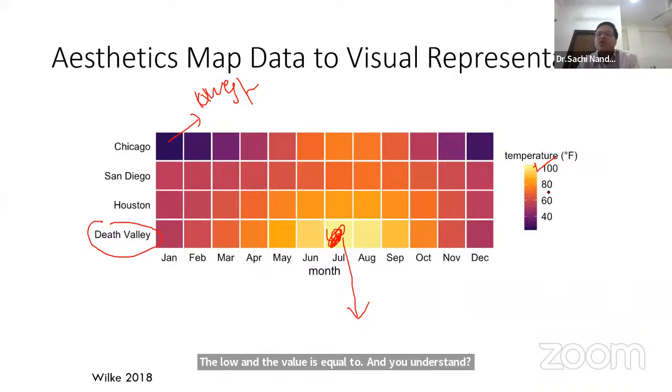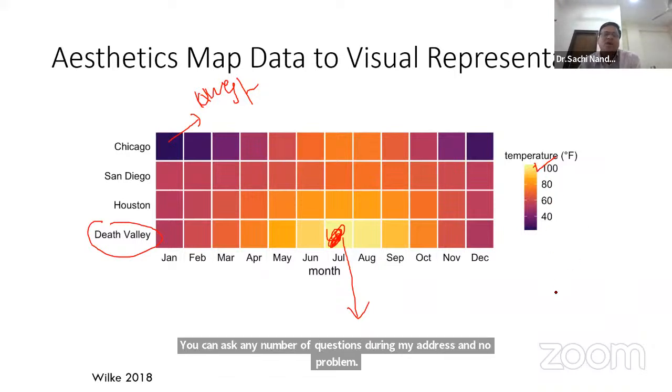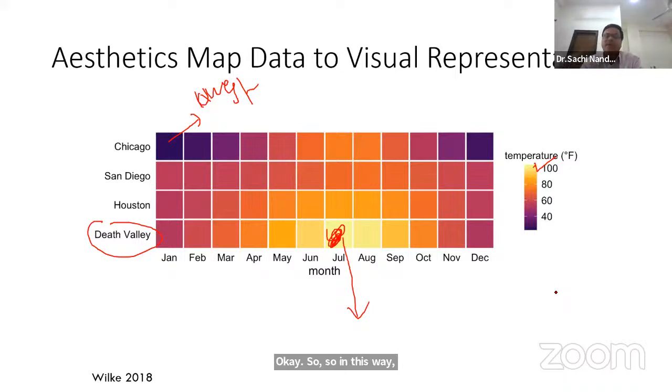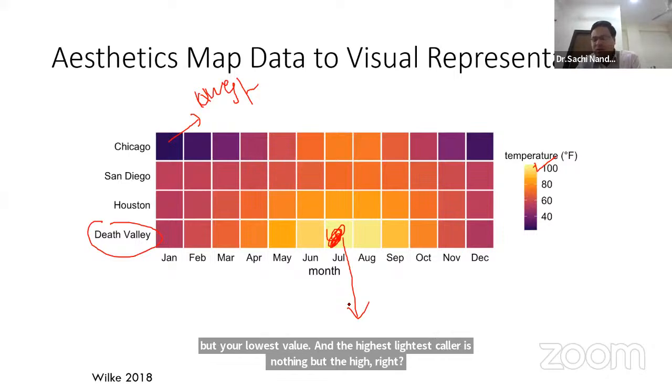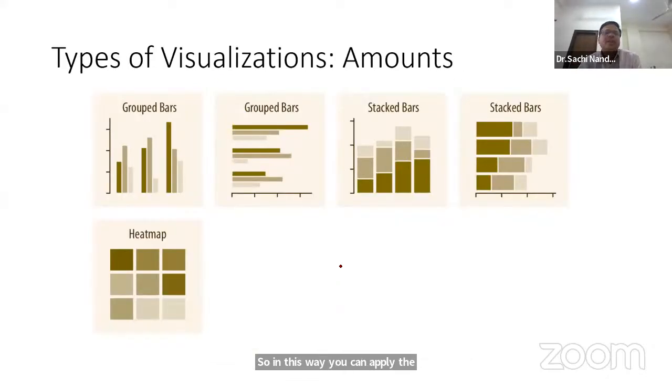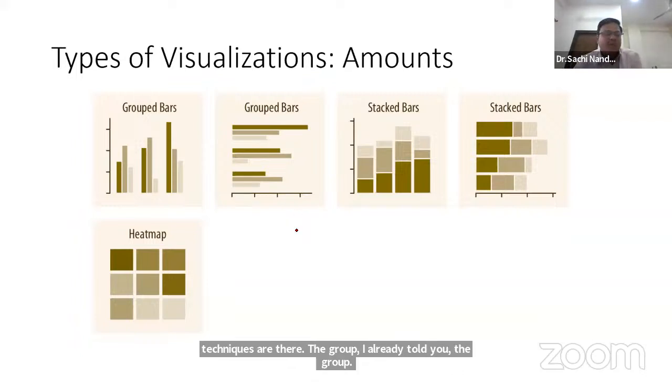Okay. So in this way, the beauty of the heat map: the dark value, too much darkness, is nothing but your lowest value, and the lightest color is nothing but the highest value, right? So in this way, you can apply the heat map. Similarly, other techniques are there. The group bar, I already told you. So, where to apply the group bar?